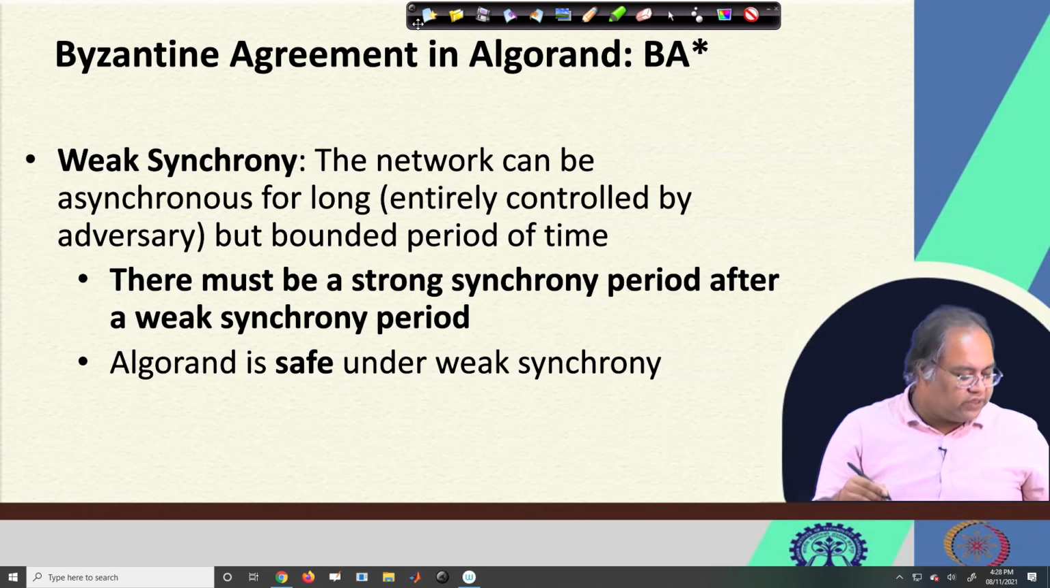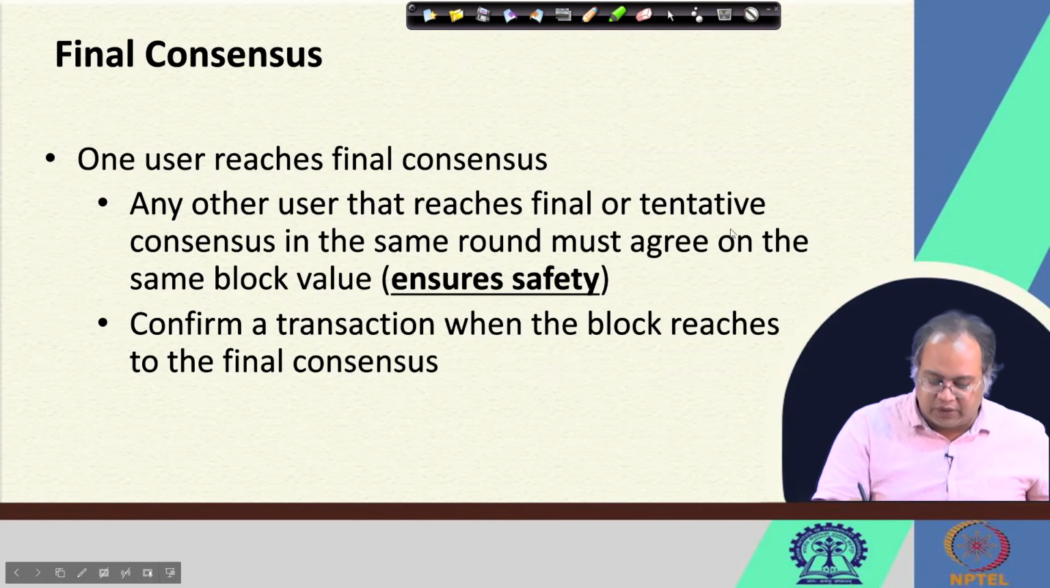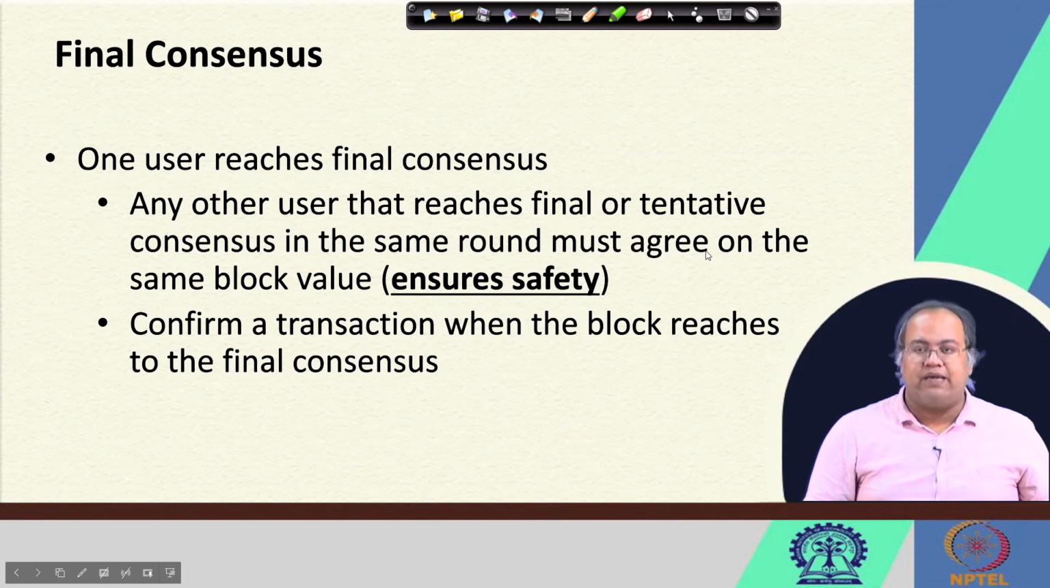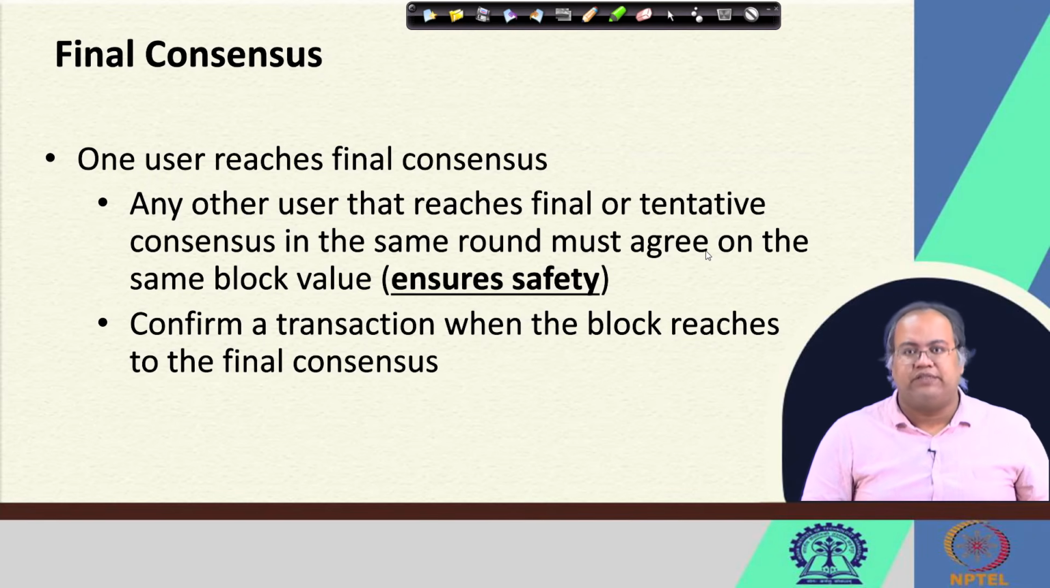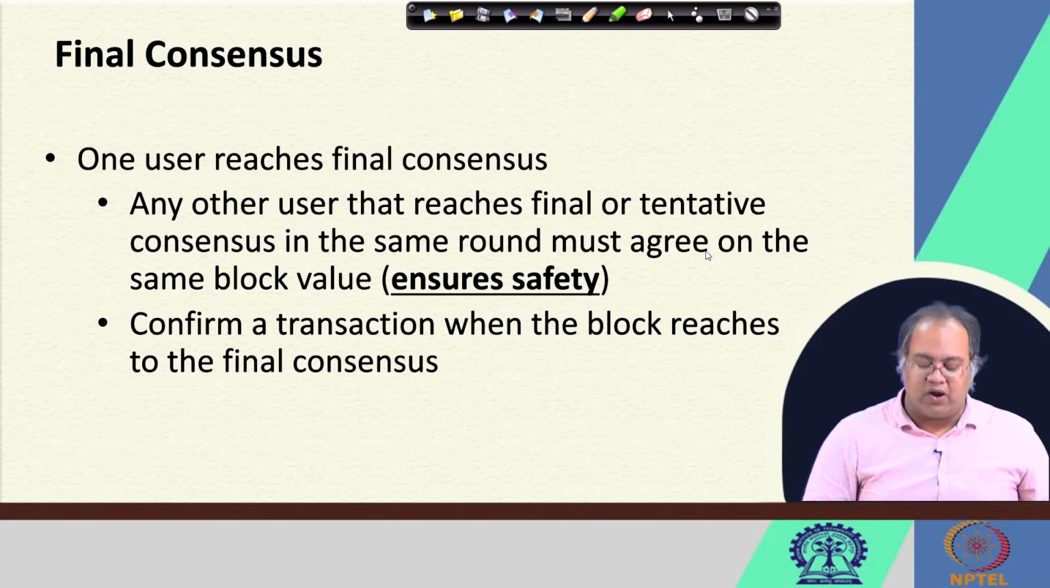Now, with this strong synchrony and weak synchrony assumption, let us see how Algorand proceeds. As I mentioned, there are two phases of consensus, the final consensus and the tentative consensus. The final consensus says the following: once one user reaches final consensus, then any other user that reaches final or tentative consensus in the same round must agree on the same block value. So, this ensures the safety of the network.